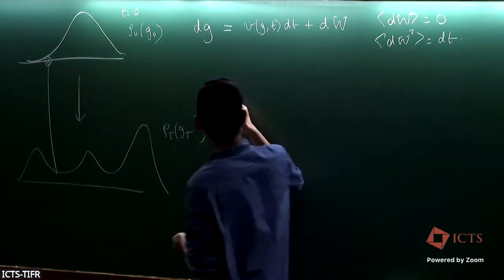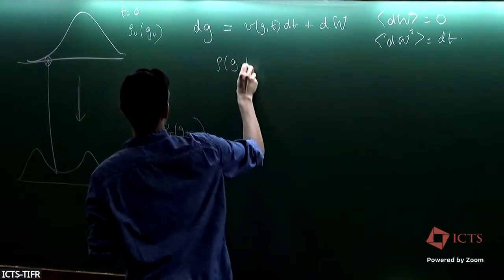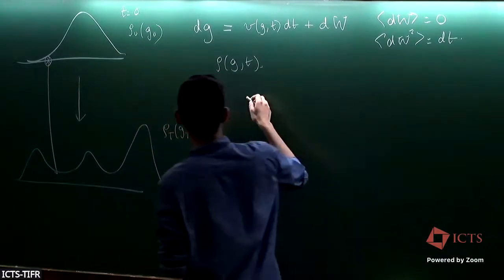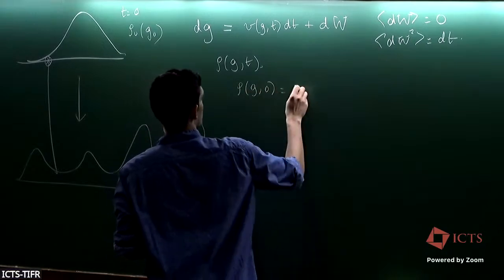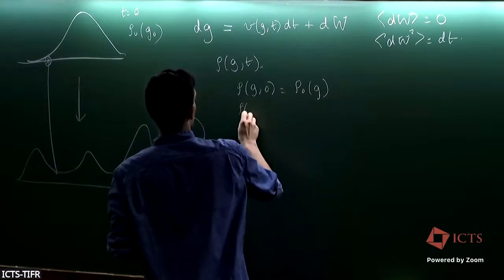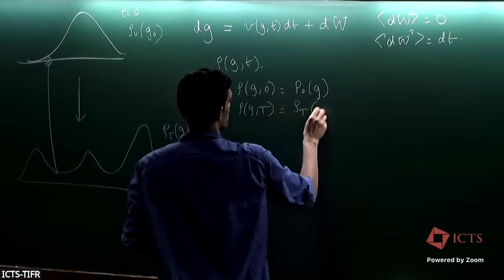And there are constraints, which is that you have the distribution, the density at time t, and we are saying that the density is constrained such that at time t equal to 0, you have rho 0, and at time capital T, you have rho T.